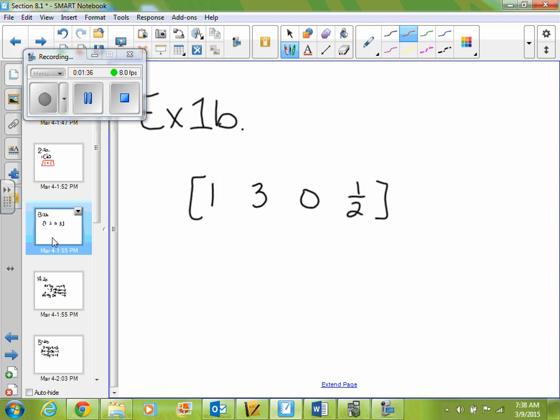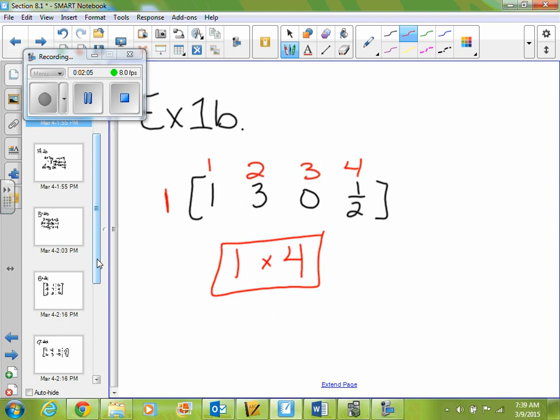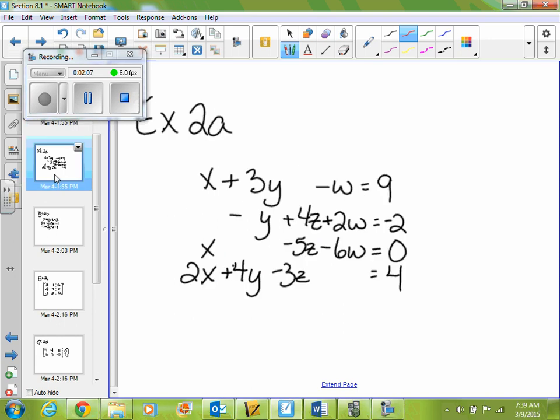Okay. If I look at example 1b, I'm given the matrix 1, 3, 0, 1 half. Okay, first you look at your number of rows. So I have one row. Then you look at your number of columns. So I have 1, 2, 3, 4 columns. So this would be a 1 by 4 matrix. Okay, so when it asks you to find the order, you're just counting your rows and columns.